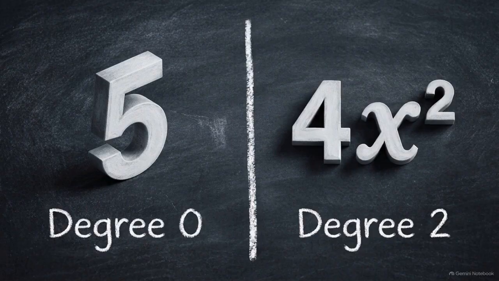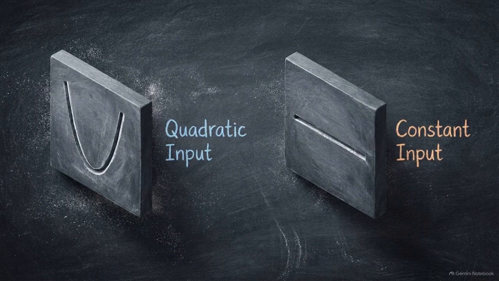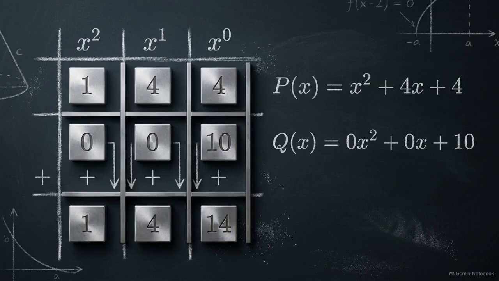Consider the problem of adding a polynomial of degree 0, a simple constant, to a polynomial of degree 2. Our first expression, p of x, is x squared plus 4x plus 4. Our second is the constant 10. To structure this operation, we use a vertical grid organized by descending exponents. We place each term of our quadratic polynomial into its corresponding column in the top row.